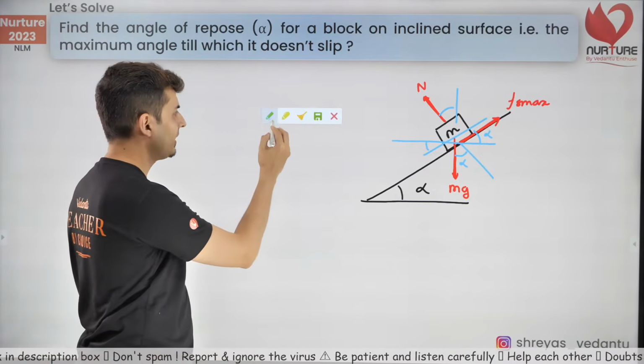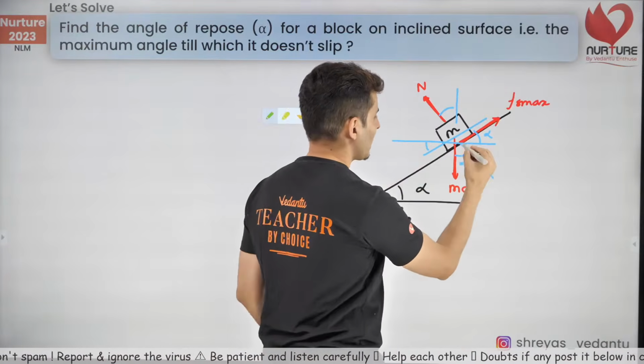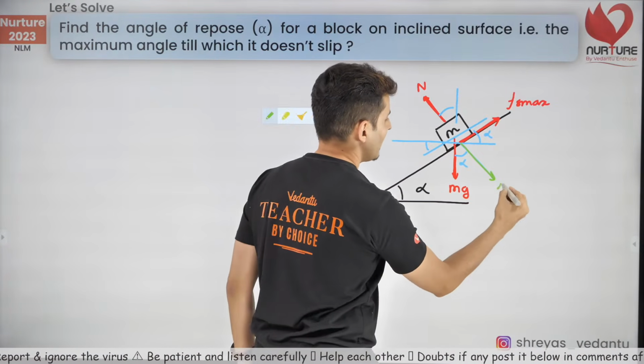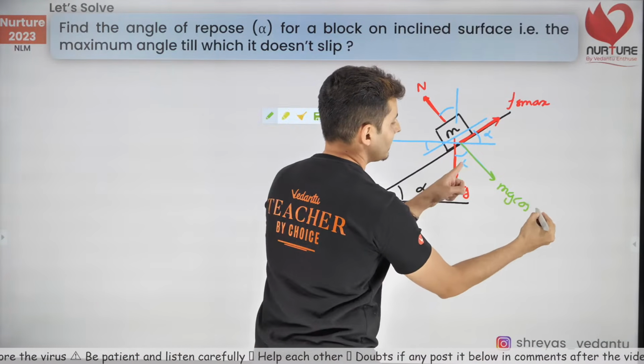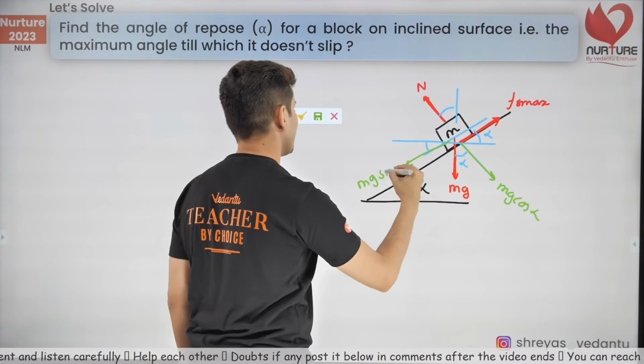Okay, now what? Split. Which force will you split? You will split mg, and we have always been doing that. This will be mg cos alpha, because it's closer, and this will be mg sine alpha.